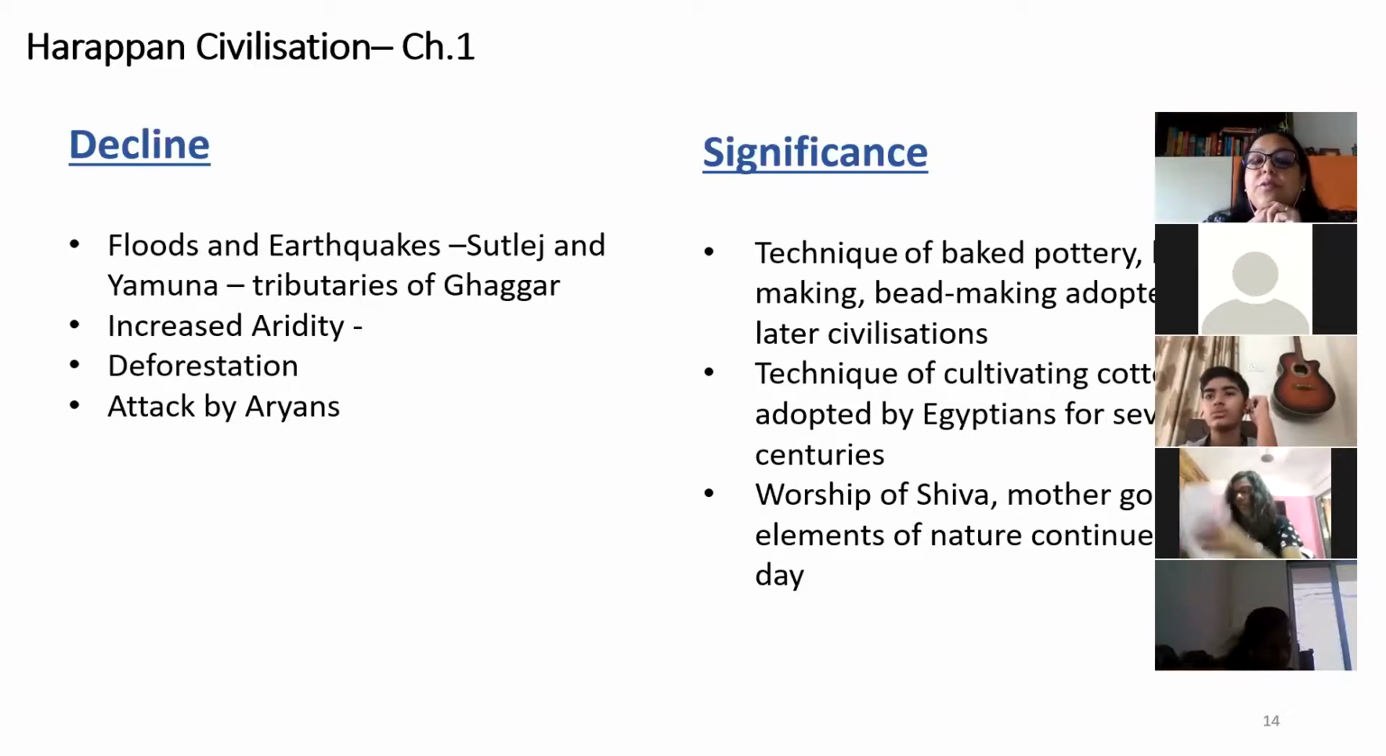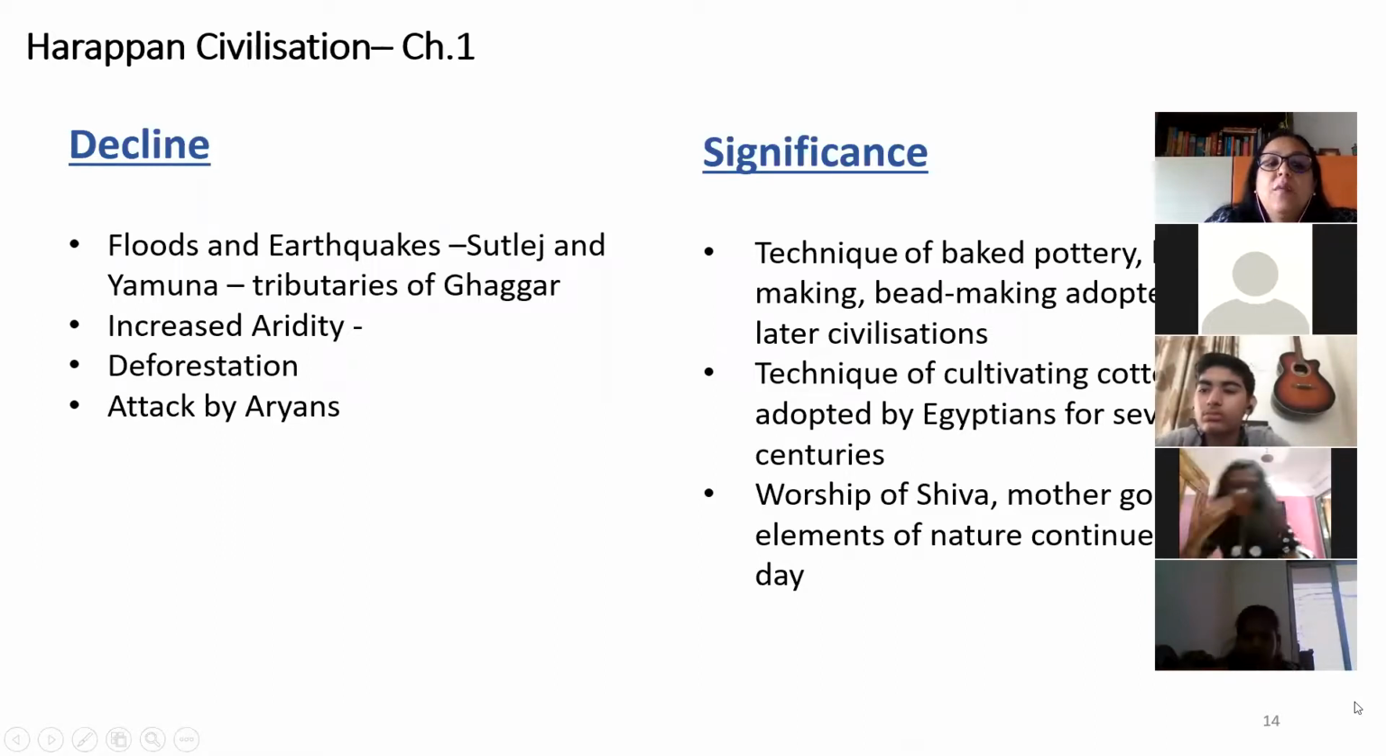They came to know about this Aryan massacre because in one room they found 13 skeletons. When excavations happened, 13 skeletons were found in one room, and there were skeletons of women, of children, of elders, everything. That means they just came and killed everyone. So that is the evidence that historians and archaeologists got to say that there were Aryan attacks there. So that is the reason for decline.